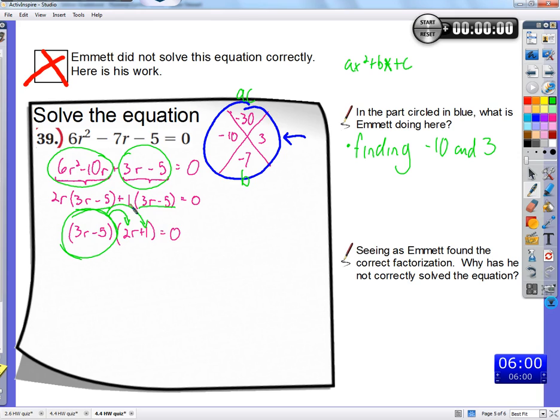So in the same way, we can distribute this common factor of 3r minus 5 to this term and to this term. We get 2r times that factor and 1 times that factor. Just like we get 3r times 6r and negative 5 times 2r.